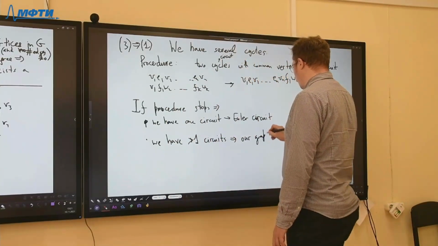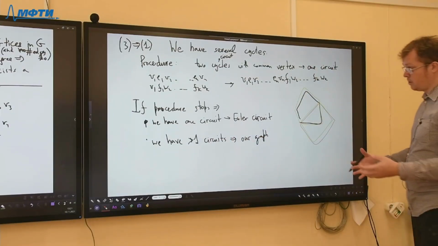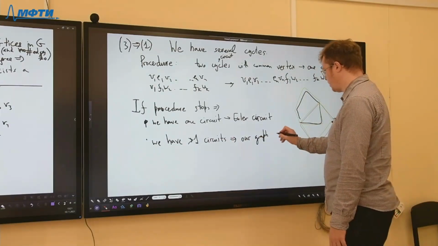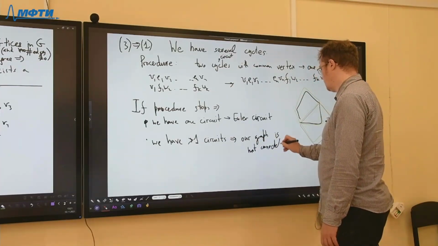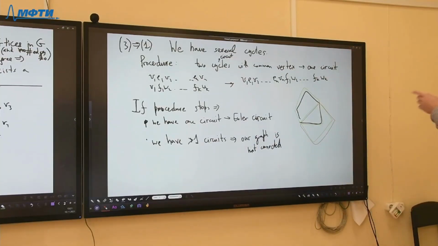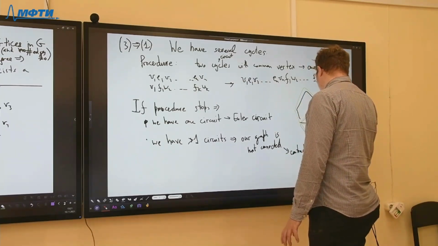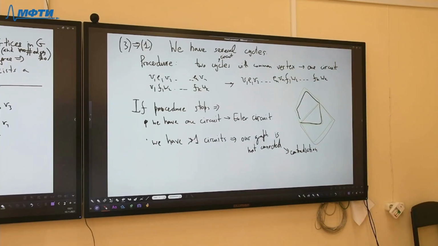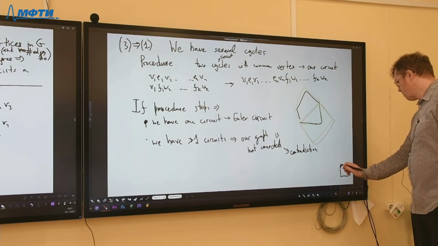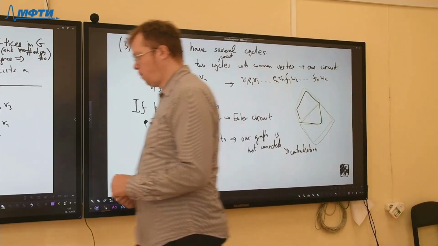several circuits. Then it means that our graph is not connected, because the procedure stops when we have all circuits with no common vertices. If we have circuits with no common vertices, it means that our graph is not connected, which is not true, because we suppose in the theorem that it is connected. Contradiction. Okay, so we have our Euler circuit here.